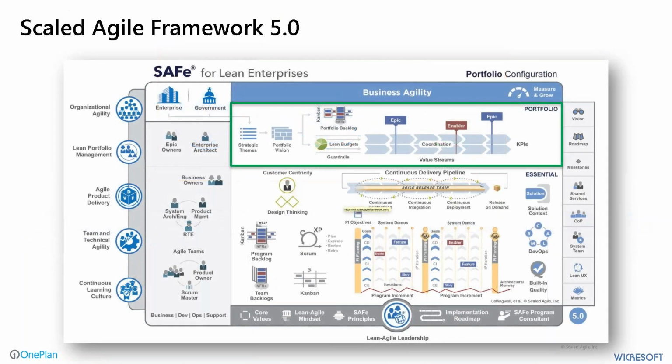So, Scaled Agile Framework 5.0, we are talking today about how we can use OnePlan to drive implementation of the portfolio configuration. And you can see that we have it highlighted at the top. This is the portfolio configuration. The portfolio configuration also includes essential. And I want to make that point because even though I'm highlighting this box, this is not the only part of the framework that we're going to implement.